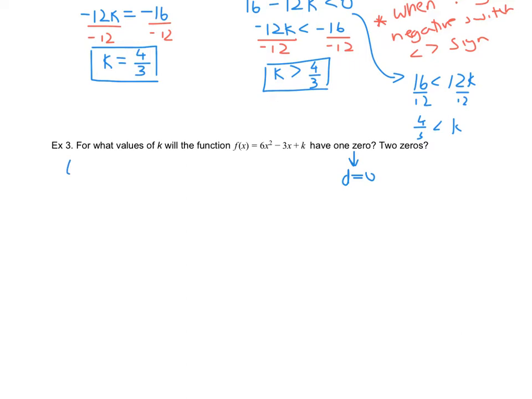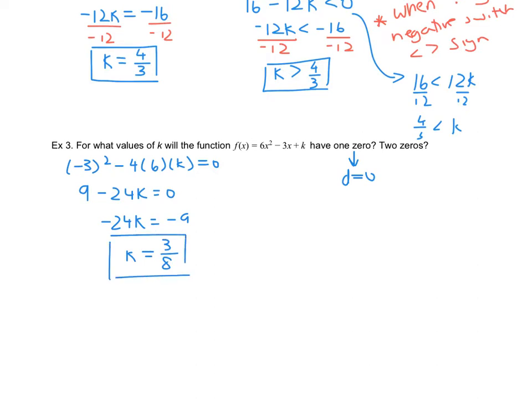So for your discriminant, we're going to have negative 3 squared minus 4 times 6 times k. And then if we clean it up, we have 9 minus 24k equals 0. And when you isolate for k and reduce, you get positive 3/8.